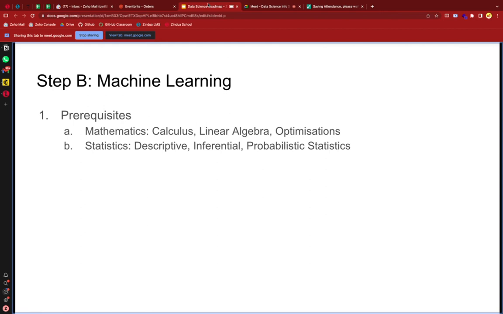And then the other one will be convex and concave optimizations as well. That's more of the advanced math as we start thinking about things such as gradient descent, which is a very key concept of machine learning.